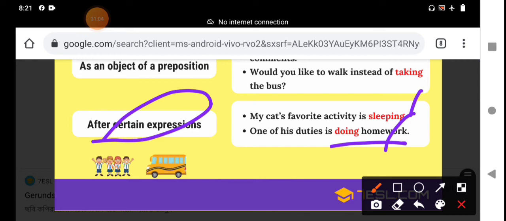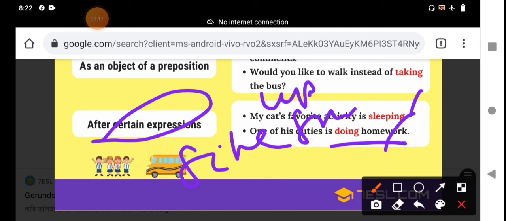After some of the phrasal verbs also, a gerund may come. For example, when will you give up smoking? Give up is a phrasal verb. After the phrasal verb, smoking is a gerund. The phrasal verb also is followed by the gerund. That is an additional function. After some expressions, we should use the gerund.